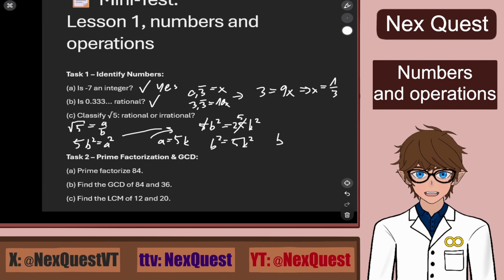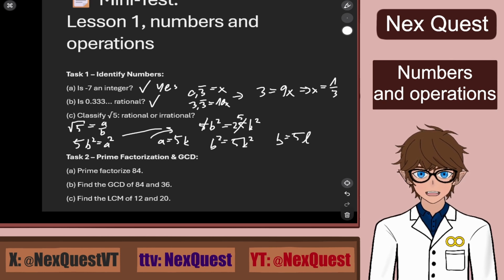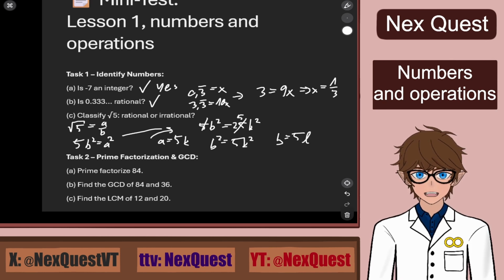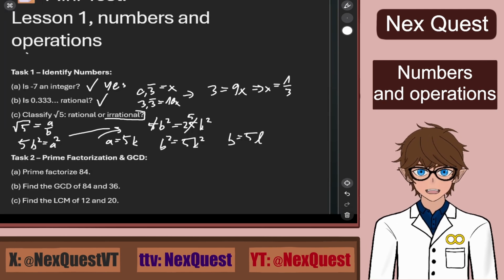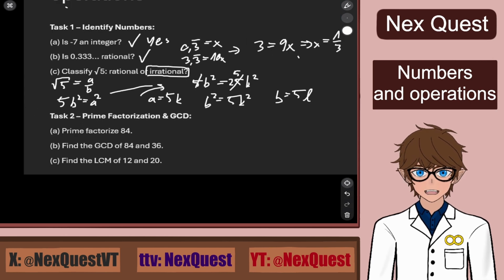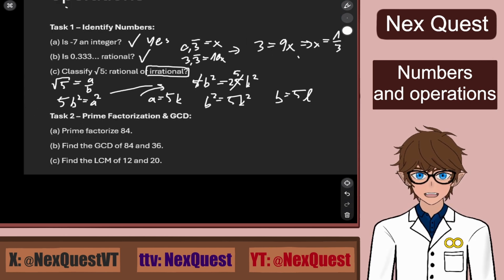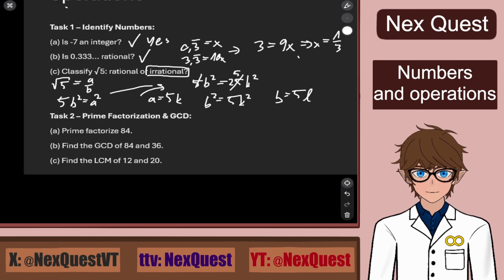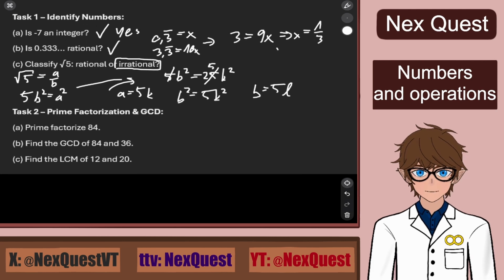So if we put these two together just like we did for the square root of 2, we get 5b squared equals 25k squared. We cut out 5 on each side again, and we get b squared equals 5k squared. And the same rule applies here. b has to be divisible by 5, and since they're both divisible by the same number, that fraction is not already in the shortest form possible, which means that square root of 5 has to be irrational.